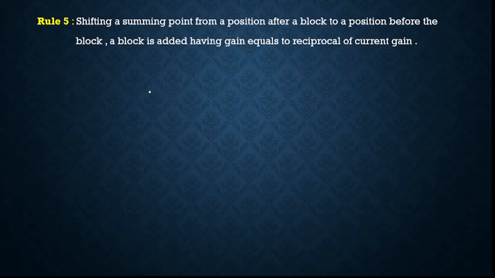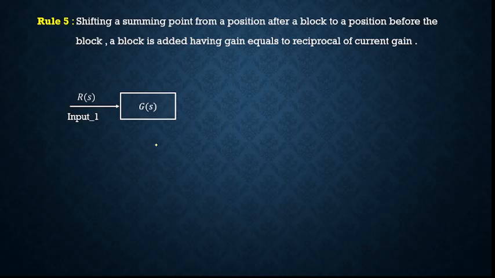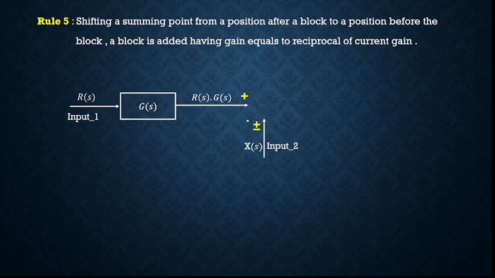Now rule number 5 is shifting a summing point from a position after a block to a position before a block. Okay, so we are going to do the reverse of the previous case. R of S is the input which is given to your system having a function G of S. So its output is R of S into G of S. And here we are having the summing point which is after this system block. This output of the system is given as input to the summing point which is R of S into G of S.